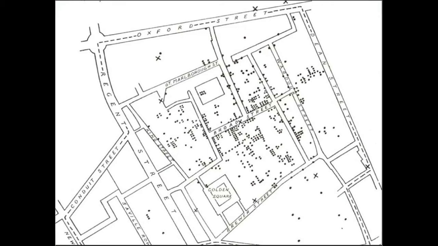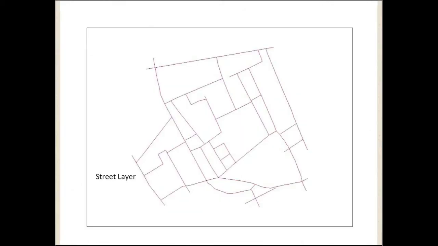If Dr. Snow had access to a modern GIS, his workflow, or the steps that he used for this analysis, would have looked something like this. He would first start with a street layer for the Soho neighborhood. Each line segment in this layer would have attributes including the street name and addressing information, such as the range of street numbers that occurred along the segment.